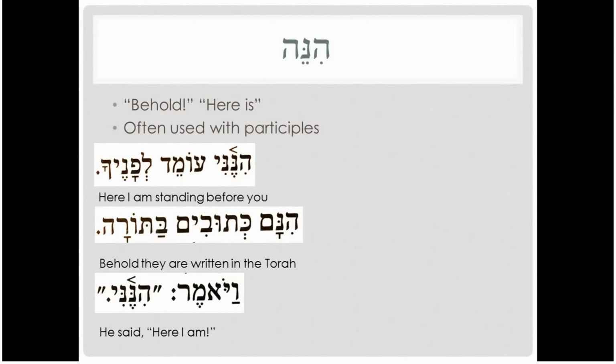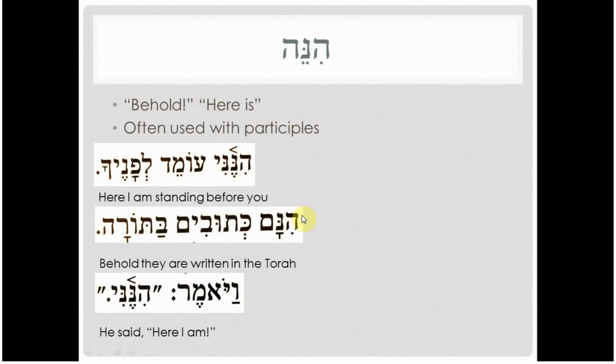So hineni omed lefanecha. Hineni omed lefanecha. So this would be here I am. So we have the hine plus the pronoun, which is I. Here I am standing lefanecha, before you. So lifnei plus the cha, the second masculine singular. Here I am standing before you.